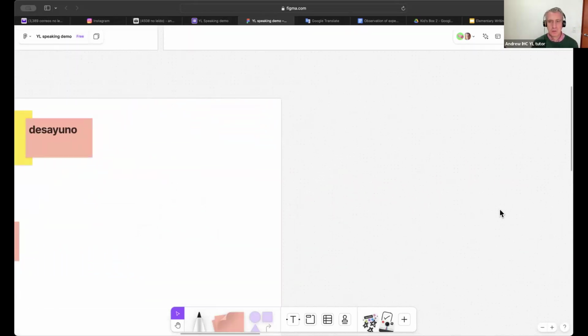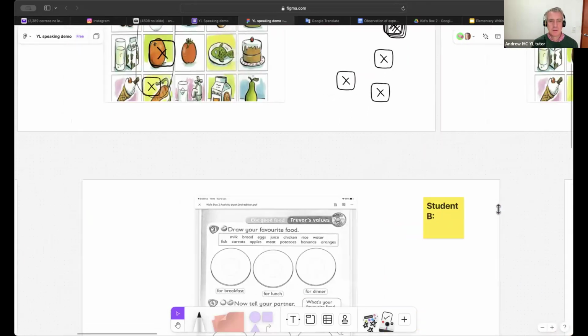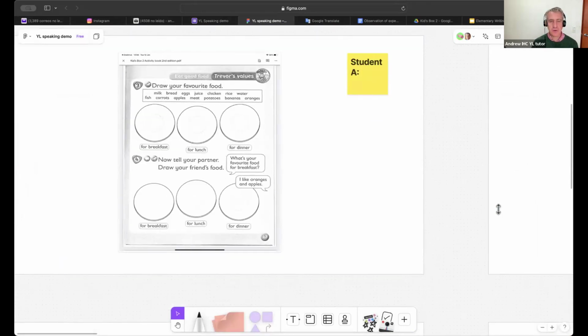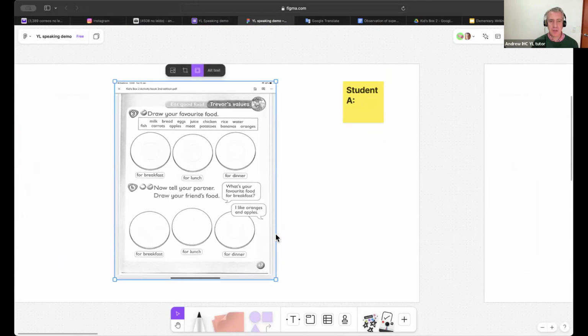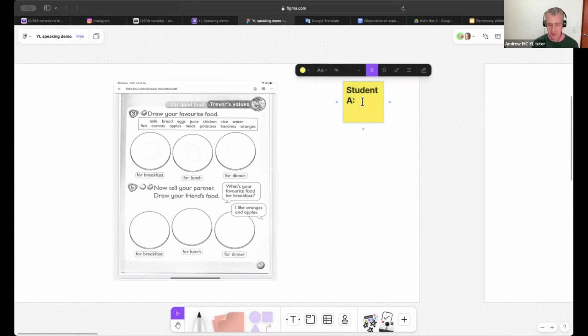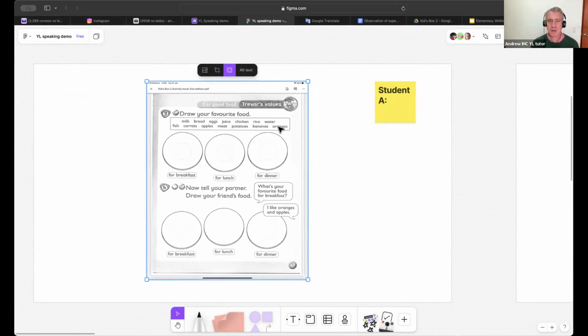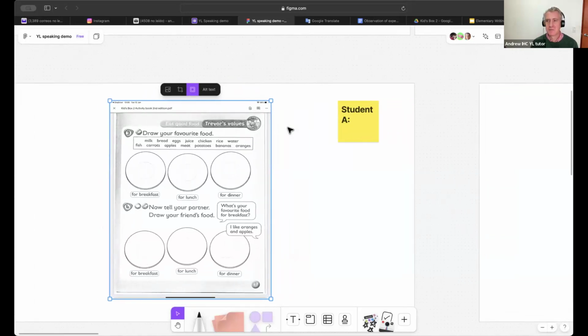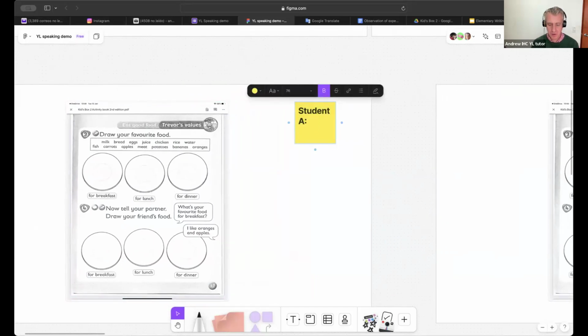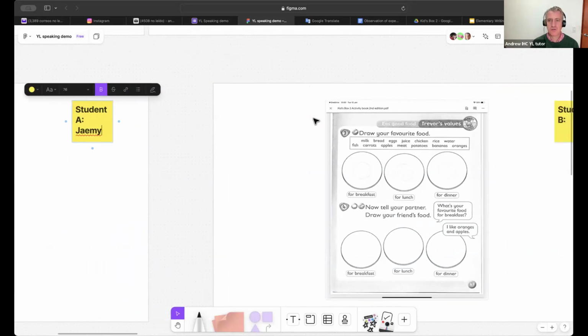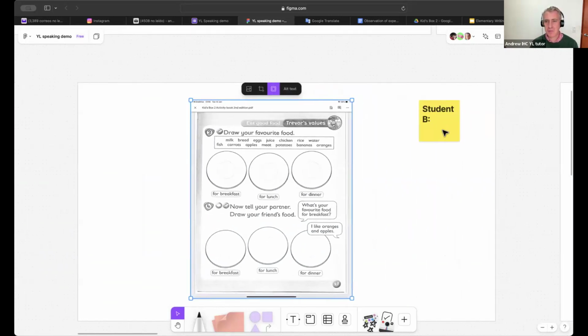I'd like you to draw your favorite food in here if you can using the pen tool. No, it's not very easy, but if you could also do it on the PDF that I sent you. So you have to choose from this list: milk, bread, eggs, juice, chicken, rice, water, fish, carrots, apples, meat, potatoes, apples, and oranges. Right? I'll put Jamie on this one here. Okay. Try to draw your favorite food, but it has to be from this list.